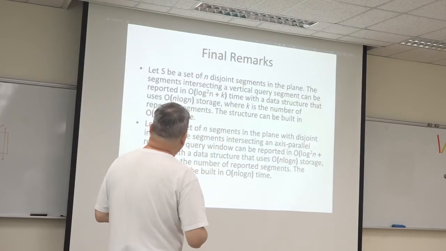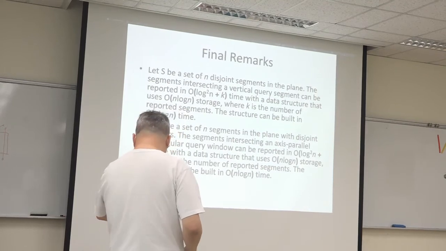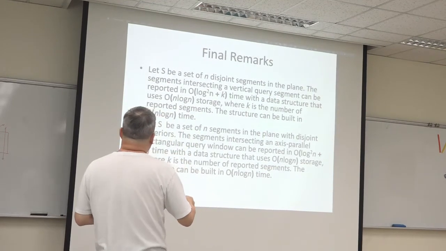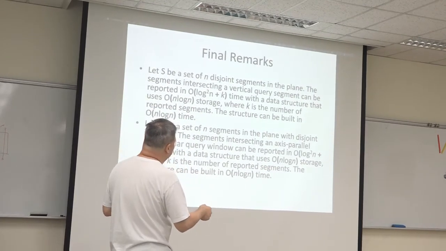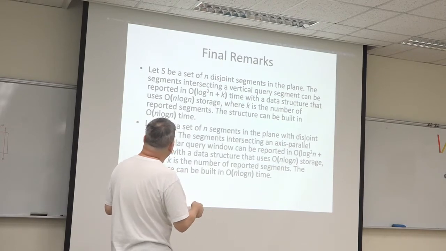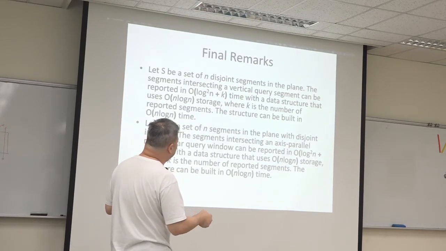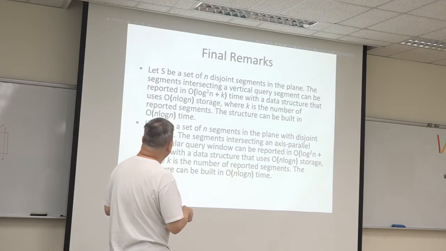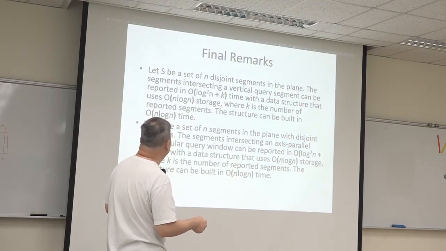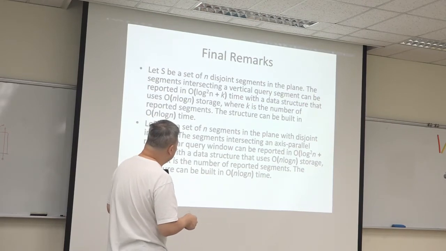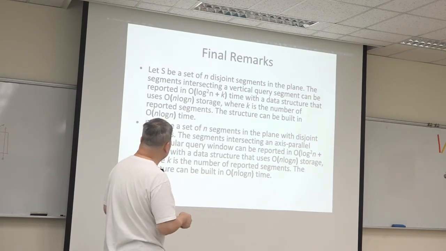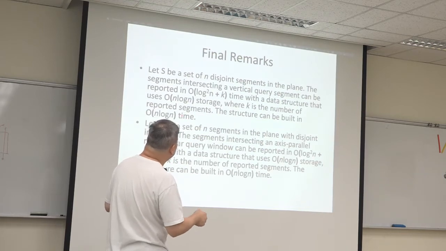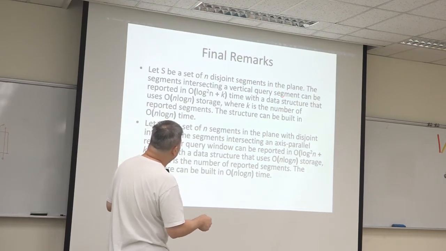And then, final remark. Let S be a set of n disjoint segments in a plane. The segments intersecting a vertical query segment can be reported in big O of log n squared plus k time with a data structure that uses n log n storage, where k is the number of reported segments. The structure can be built in n log n time. So this is where we talk about the vertical query segment, right?